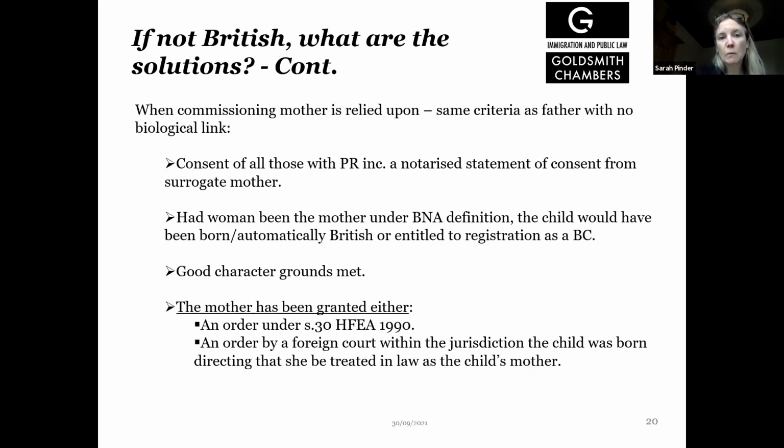And then on the next slide, we're looking finally at the scenario on the mother's end, so the commissioning mother, the intended parent mother, when it's her citizenship that is relevant here. We've effectively got the same set of criteria as with the father with no biological link. And you need consent of all of those with PR, but including that notarized statement from the surrogate mother. And then the same, had it been the commissioning mother who was giving birth, so who was meeting the definition of mother under the nationality law provision, then the child would have been born automatically British or entitled to be registered, and the same good character, or one of those orders being granted, including the foreign court's order. So fairly similar in terms of criteria. So if we can look at the next slide.